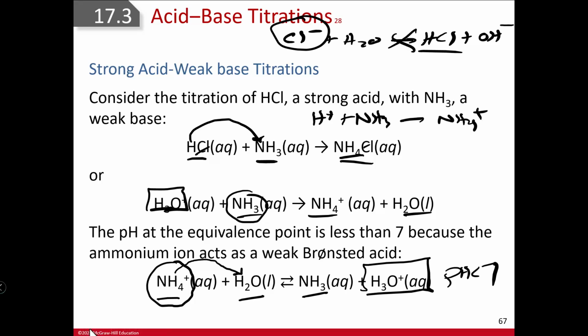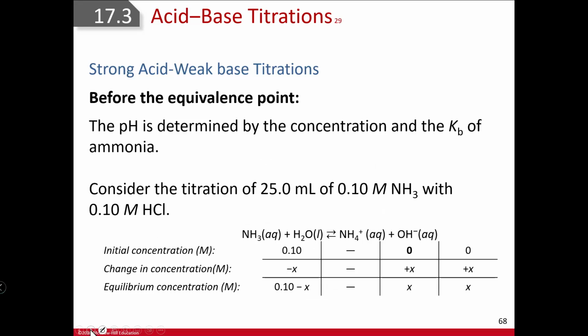Pretty much just a summary of what I just said in the last one. All right, so again, ice table. So you got to define when you're doing this in a titration: before the equivalence point, at the equivalence point, after the equivalence point. So before the equivalence point, you have 25 milliliters of 0.1 molar ammonia, and you're adding 0.10 molar hydrochloric acid.